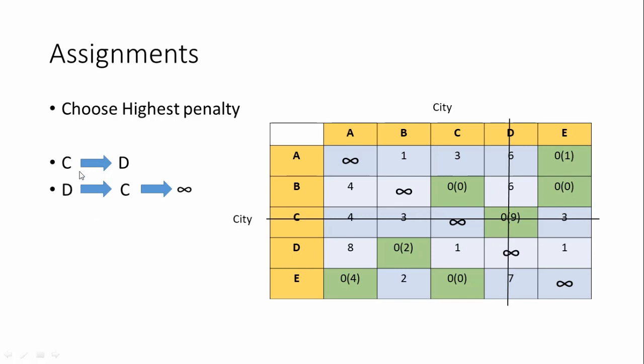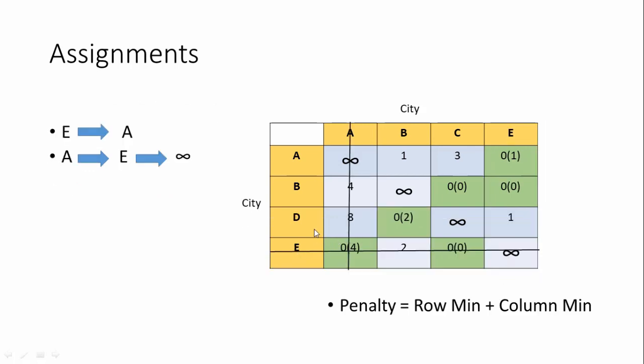Once he travels from Calcutta to Delhi, he cannot travel back from Delhi to Calcutta again. Therefore, in the next table, for Delhi to Calcutta, we are going to take the cost as infinity. Since this particular route has been assigned, we cancel that C row and D column.